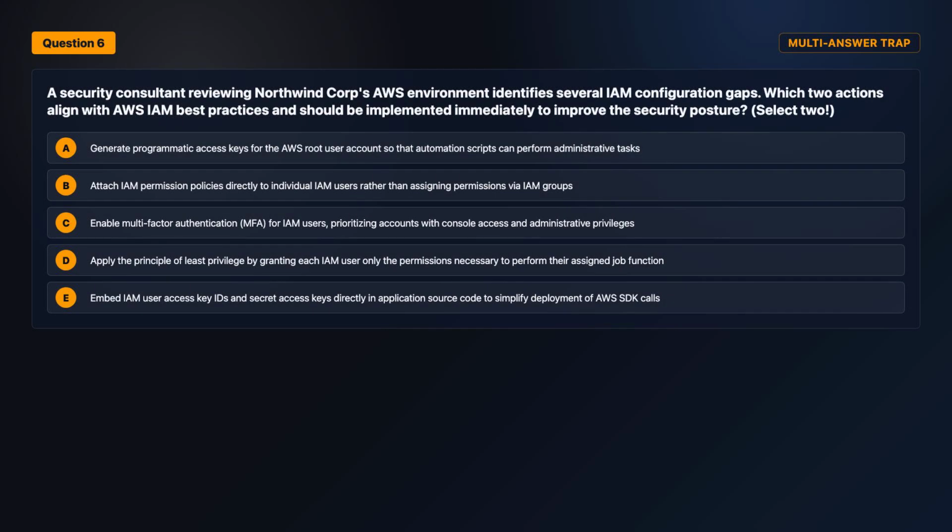Keep your focus here. Question 6. Do not reward the familiar term. A security consultant reviewing Northwind Core's AWS environment identifies several IAM configuration gaps. Which 2 actions align with AWS IAM best practices and should be implemented immediately to improve the security posture? Select 2. Review the answer choices on screen.